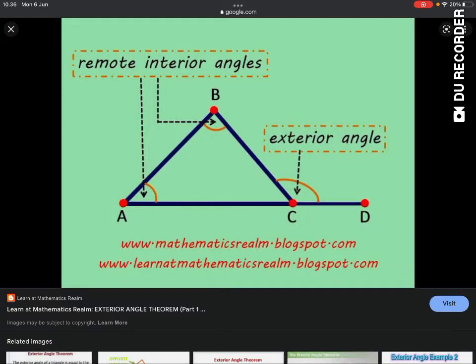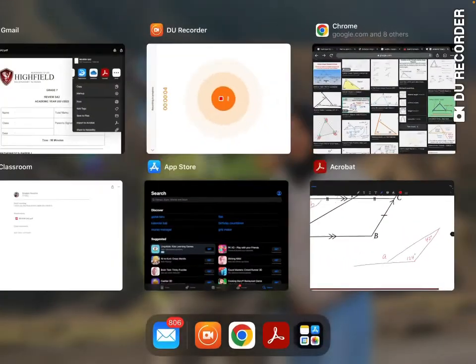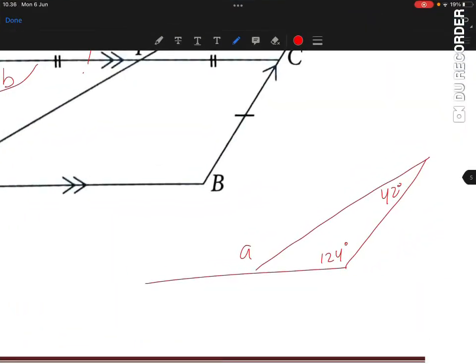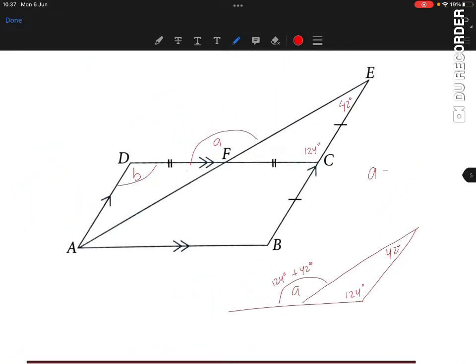Exterior angle theorem. If we have a triangle here, we just need to add the other two angles. We need to add 124 degrees plus 42, then you will get A. So the A here is going to be 166.